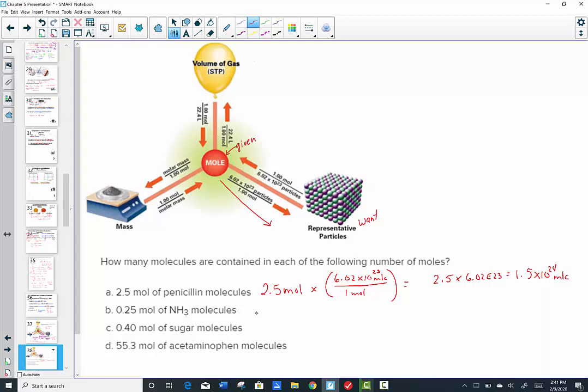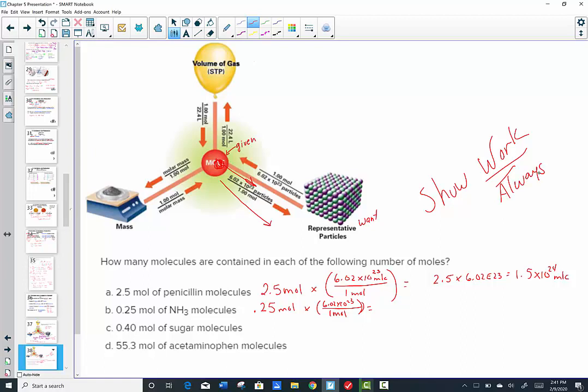Let's try another. Here we have 0.25 moles of ammonia. We would like to know how many individual molecules that is. You're at the mole, heading out. To head out, you multiply by Avogadro's number. Please set this work up in your note packs. Don't just write an answer. I want to see the work shown always. For full credit in your note pack, show your work.